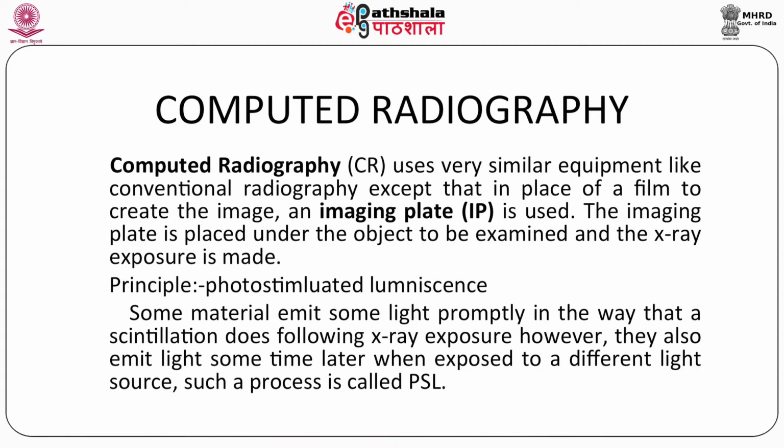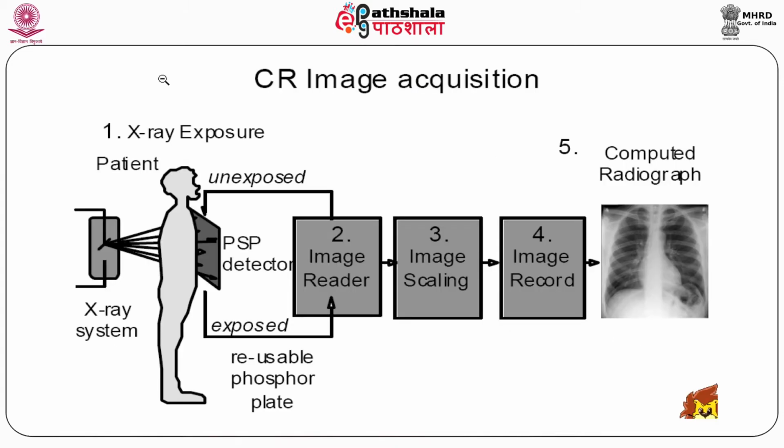The principle of photostimulable luminescence is that photoluminescence is the property of some materials which emit light promptly, in the way that scintillation does, following X-ray exposure. However, they also emit light some time later when exposed to a different light source, and such a process is called photostimulable phosphor. This is the diagram of photostimulable phosphor.